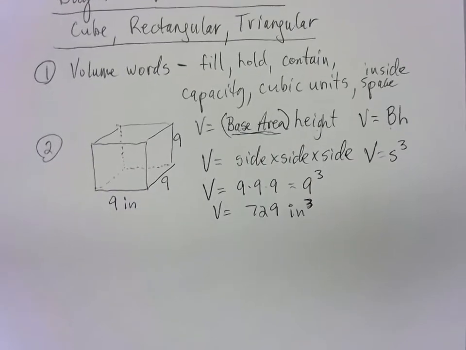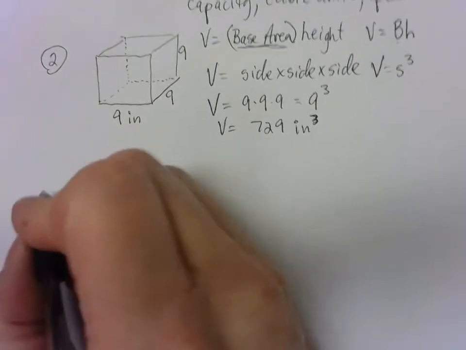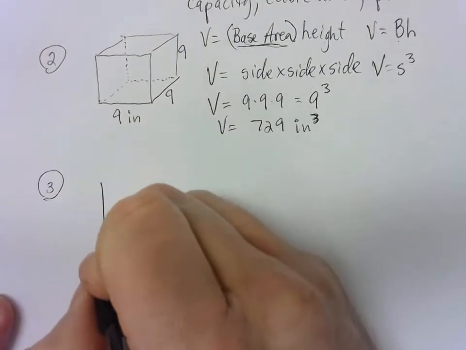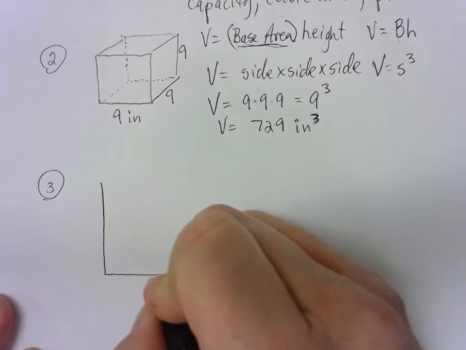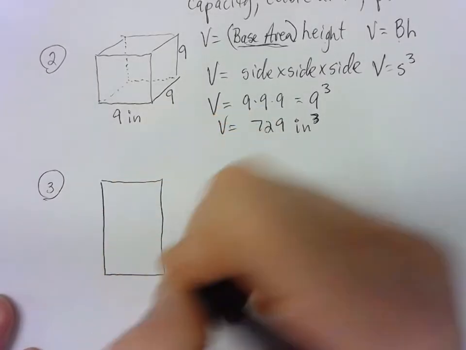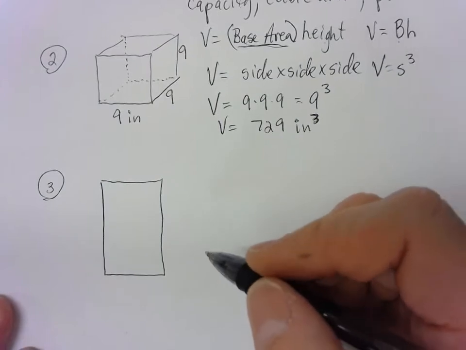Alright, let's move on to the next one. And I'll come down here and draw us a little rectangular prism. So you can think about your cereal box, okay? Maybe like Lucky Charms, maybe like Trix, or maybe like Cinnamon Toast Crunch.